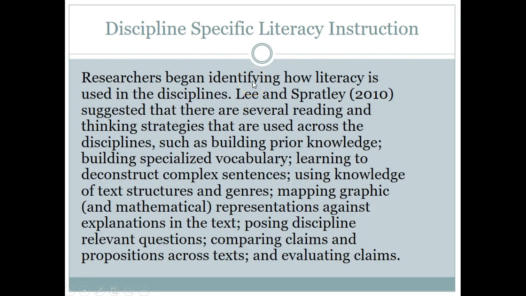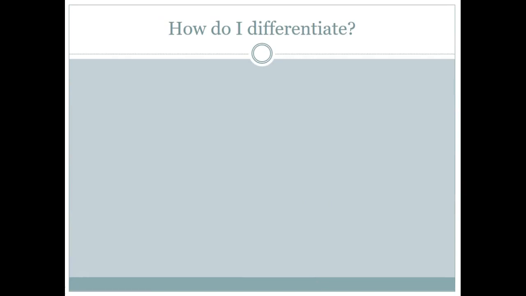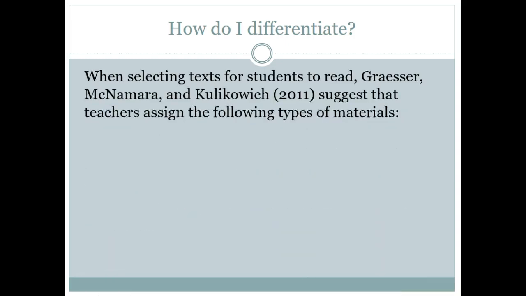So researchers began identifying how literacy is used in the disciplines, and it suggested that there are several reading and thinking strategies that are used across the disciplines, like prior knowledge, specialized vocabulary building, learning to deconstruct complex sentences, using knowledge of text structures and genres, mapping graphic and mathematical representations, posing discipline-relevant questions, comparing claims and propositions across text, and evaluating claims. These are things that can be done in all discipline areas to teach students to model and guide and instruct and provide them practice time with being a better, more proficient reader.